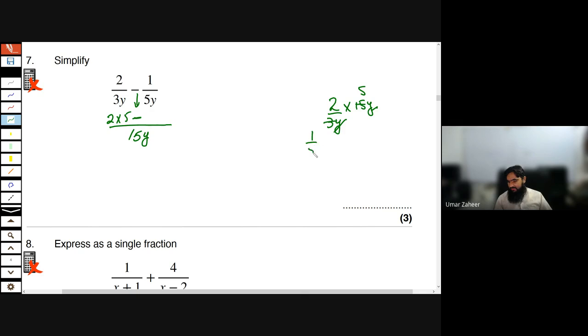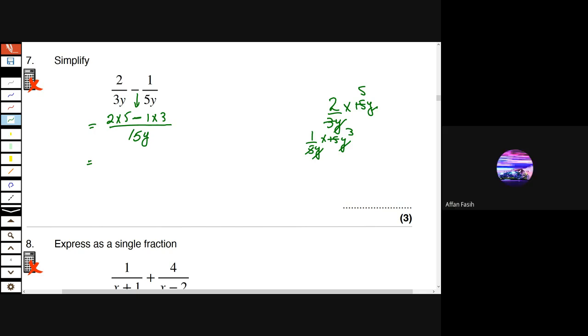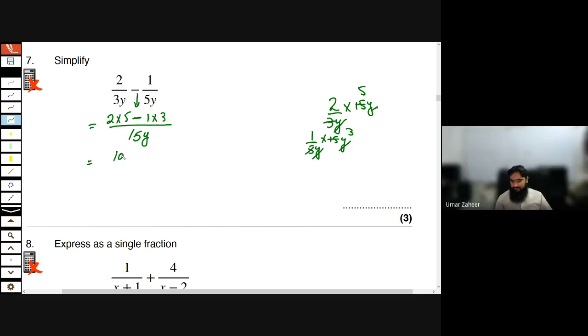Now take the second fraction in the rough work and multiply by LCM. y will be cancelled out. 5 times 3 is 15. So you will get 1 multiplied by 3. Is it clear? Yes, sir. I get it now. Now 2 times 5 is 10 minus 3. All right, 15y. So it will be 7 over 15y.